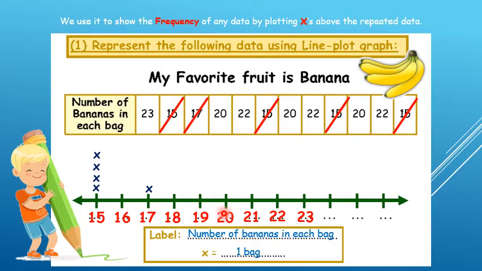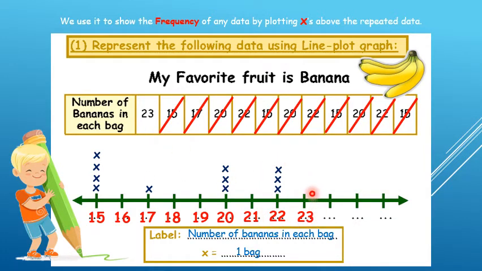Next one, it will be 20. Is there any bag that has 20 bananas? Yes, we have one here. We'll cancel it and put x above 20. Then for the next one, put another x, and the third one, put x. Then we have only 3 bags that have 20 bananas. On 21, are there any bags that have 21 bananas? No, then it will be empty. Then next one we have 22. Are there any bags that have 22 bananas? Yes, we have one. Put x above 22, and another one here, and the third one. We have 3 x's: 3 bags have 22 bananas.